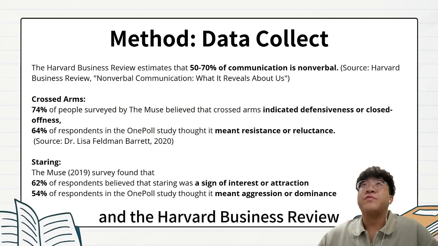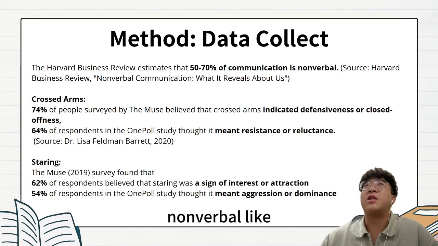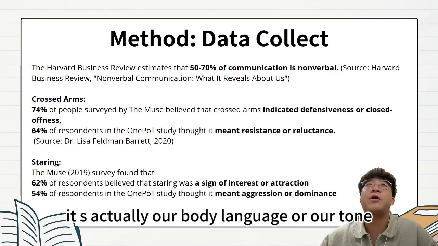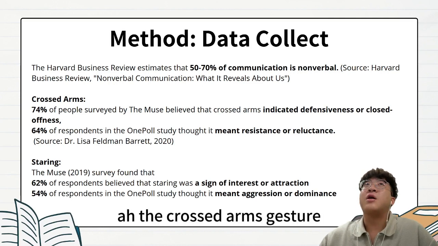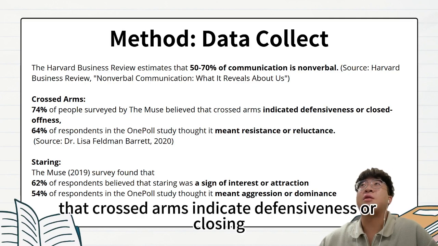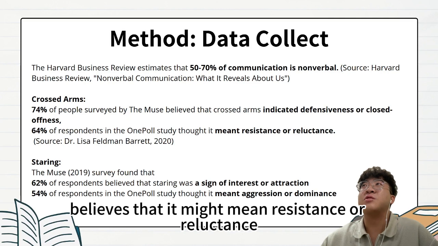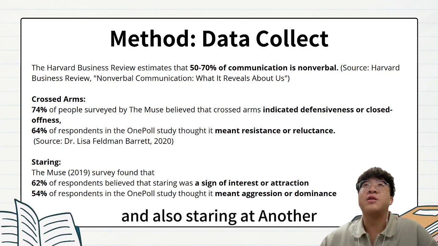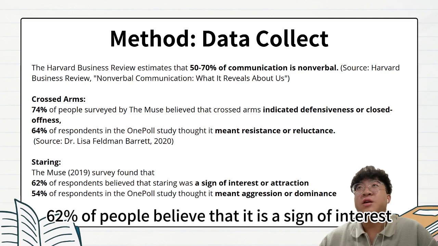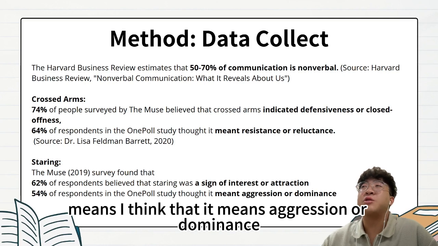And the Harvard Business Review estimates that 50 to 70% of our daily communication is actually nonverbal, like our body languages or our tone. And also the crossed arms gesture: 74% of people believe that crossed arms indicate defensiveness or closing up, and 64% believe that it might mean resistance or reluctance. And also staring at another, 62% of people believe that it is a sign of interest or attraction. However, 54% of the other poll think that it means aggression or dominance.